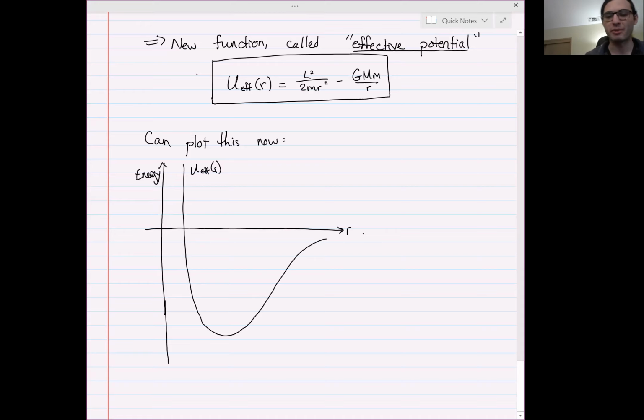Let's just give our system some energy. Let's say that it has this much energy. That's E total, right? That's what we typically do. So then this point, that distance there is the perihelion distance. This point here, that would be the aphelion distance. And then maybe this point here, maybe we call that R naught.